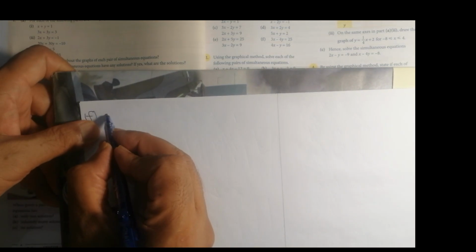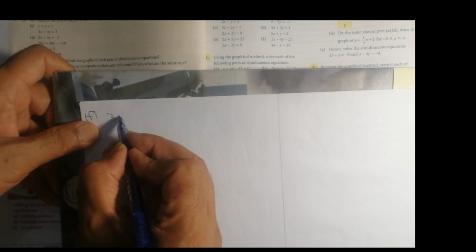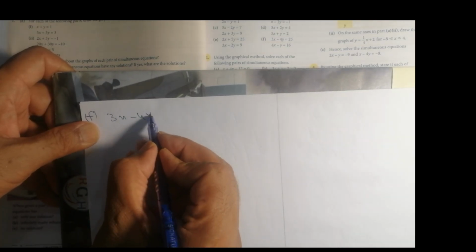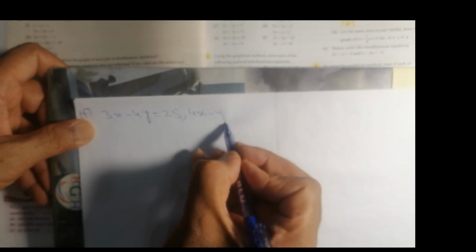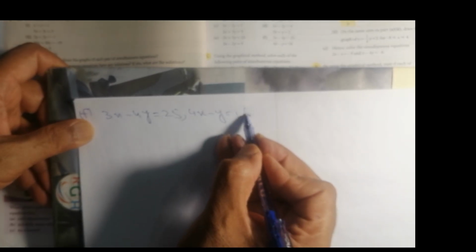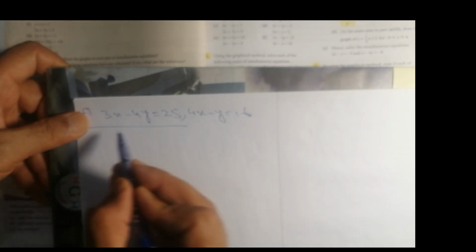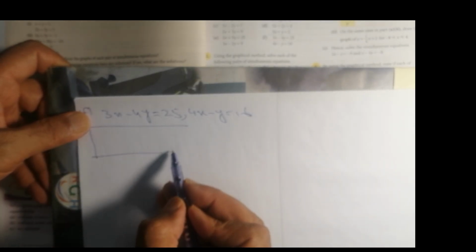See, one more question from question number 1, one more part, that is 3x minus 4y equal to 25, and another equation 4x minus y equal to 16. So we need to draw the table.